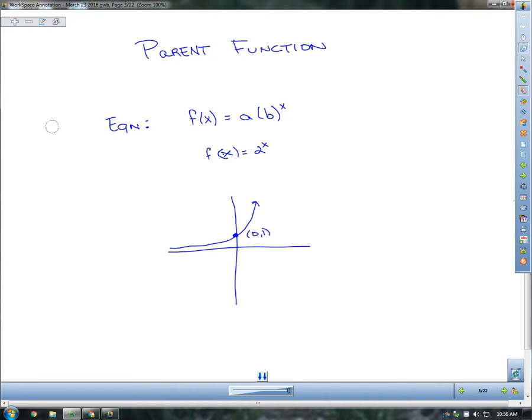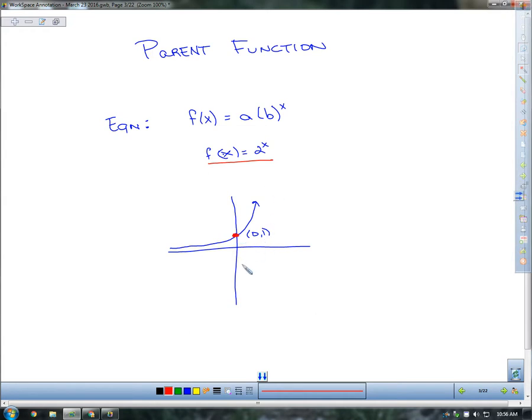Here's the parent function. The parent function's formula is f of x equals a times b to the x power. So for example purposes, I went ahead and chose a b for us. So 2 to the x power would be a parent function. Anytime you just have a number raised to the x power, that's a parent exponential function. This number does not have to be the same for it to be the parent. If you have a parent function, it will always go through 0, 1.